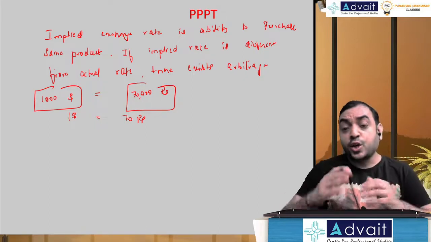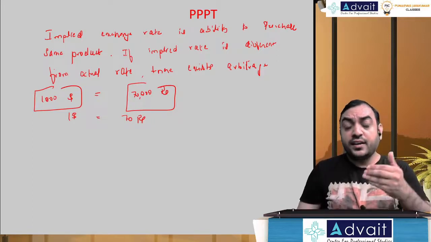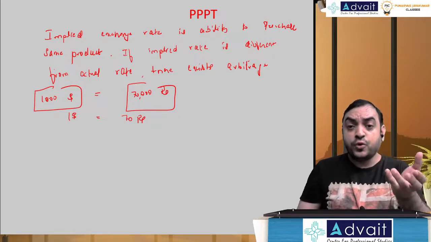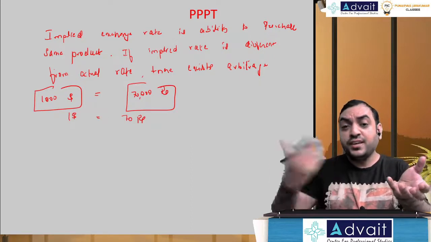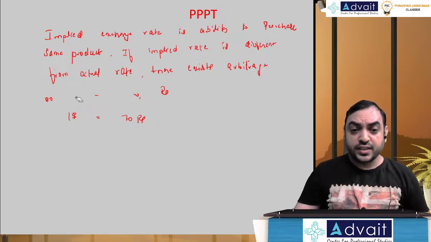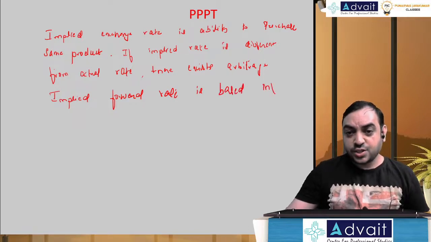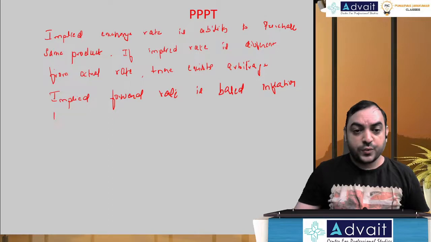Okay, this is the spot rate. What about the forward rate? The forward rate should be adjusted based on the increase in prices: how the cost of the phone increases in India, and how it increases in the US. That is, we say the implied forward rate is based on inflation between two countries or two currencies.